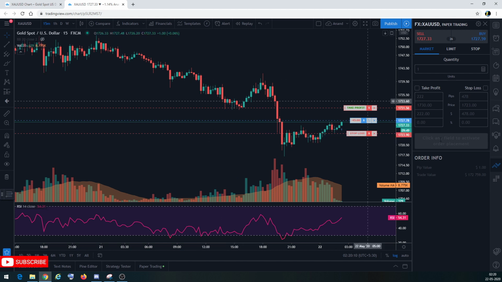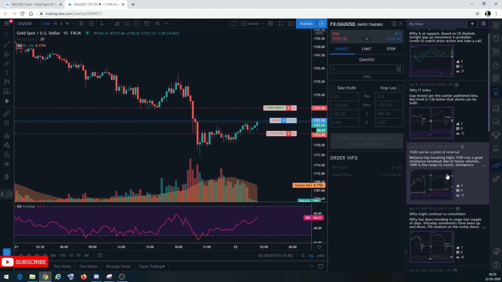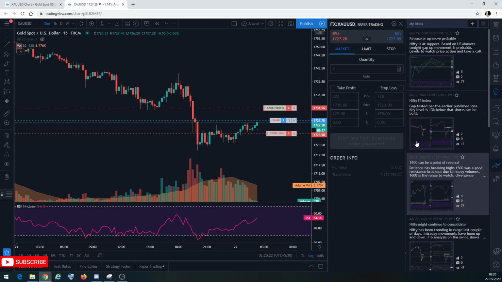Apart from paper trading, one of the brilliant options with TradingView is you can also post your analysis in this My Ideas section on the right hand corner. Right, so how do I post ideas on this particular platform which can be viewed by a lot of people? You get something called publish.